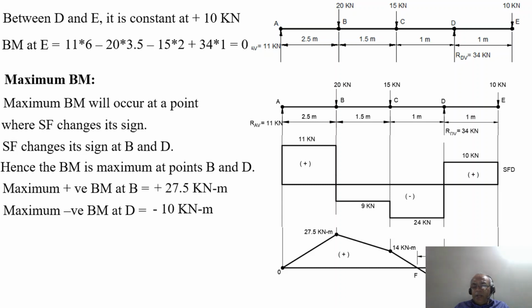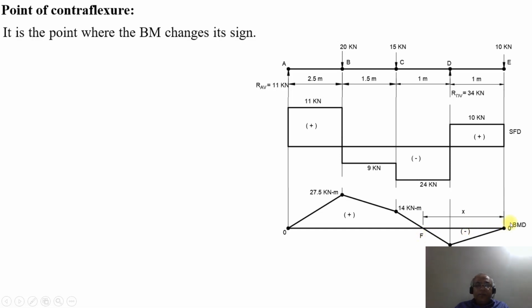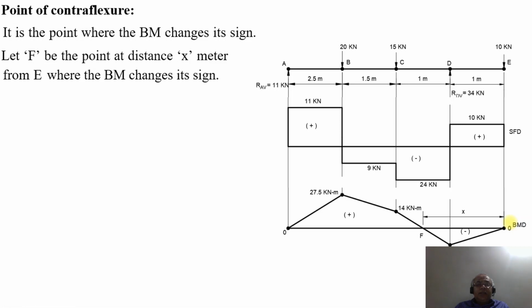But as the bending moment changes its sign from positive to negative, we have the point of contraflexion. We need to find out at what distance it is changing its sign from positive to negative. We will consider that distance as x from the point F towards E. So let F be the point at a distance of x meters from E where the bending moment changes sign. What is the bending moment at the point F now?